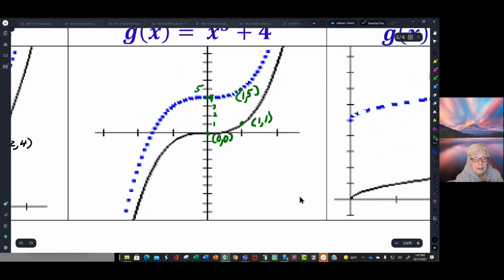Now down here, we have -1, -1 on the basic graph. When I add 4 to this -1, I'll even write a +4. -1 plus 4 is +3. So we're going to move directly up to the point -1, +3.